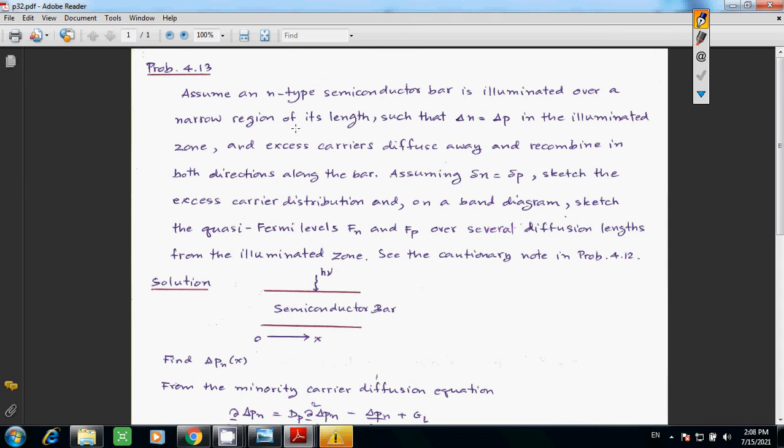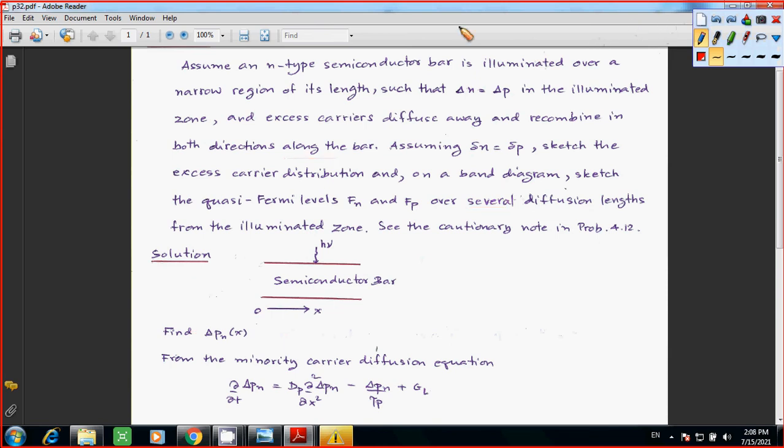Problem 4.13. Assume an intrinsic semiconductor bar is illuminated over a narrow region of its length such that delta n equals delta p. That's our excess carrier concentration in the illuminated zone, and excess carriers diffuse away and recombine in both directions along the bar. Assuming delta n equals delta p, sketch the excess carrier distribution, and on a band diagram, sketch the quasi-Fermi levels Fn and Fp over several diffusion lengths from the illuminated zone. See the cautionary note in problem 4.12.